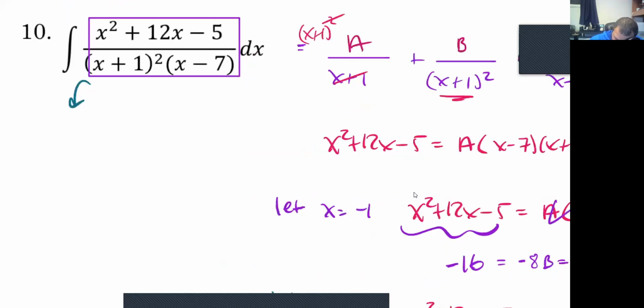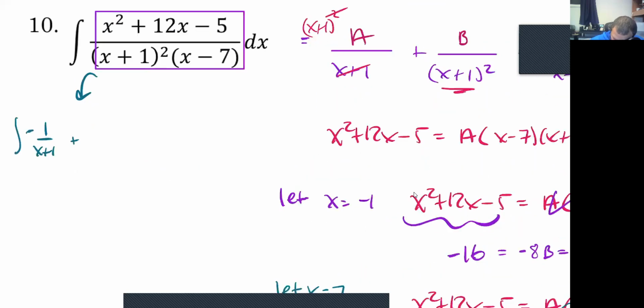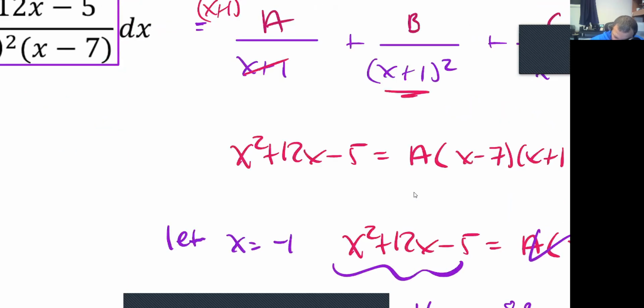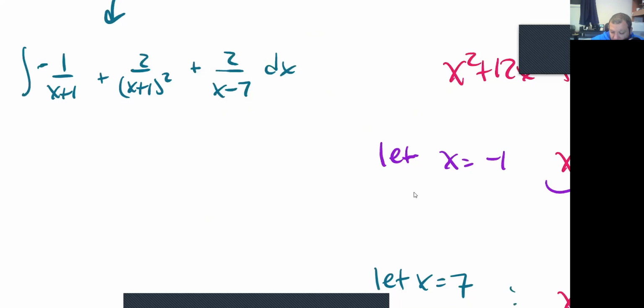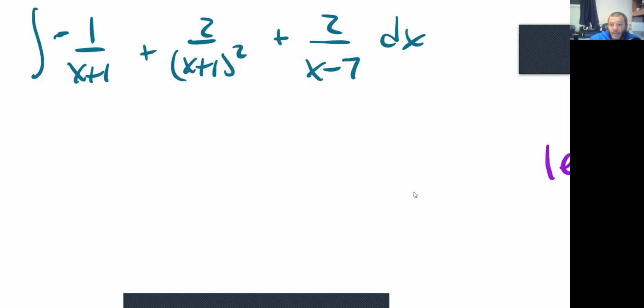So this antiderivative is going to be the antiderivative of -1 over x plus 1, plus 2 over (x plus 1) quantity squared, plus 2 over x minus 7, dx. Some of these are going to be kind of nice. The -1 over x plus 1 is going to be negative natural log of absolute value x plus 1. I'm going to do the 2 over x minus 7 one next, because that's also easy: 2 times natural log of absolute value of x minus 7.